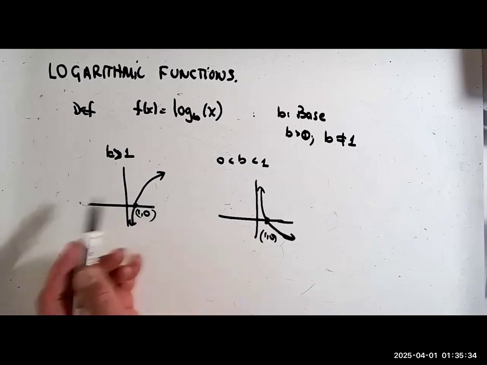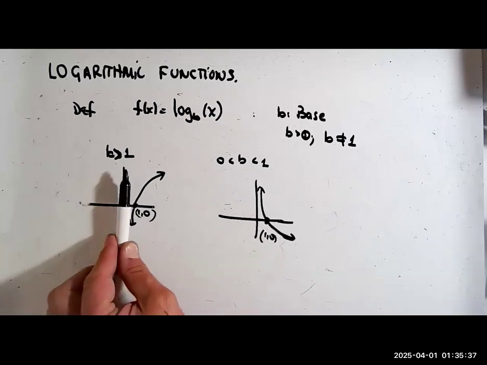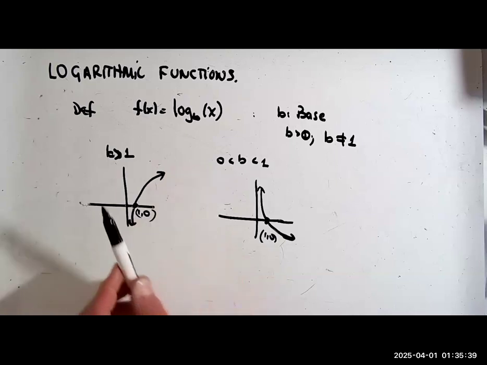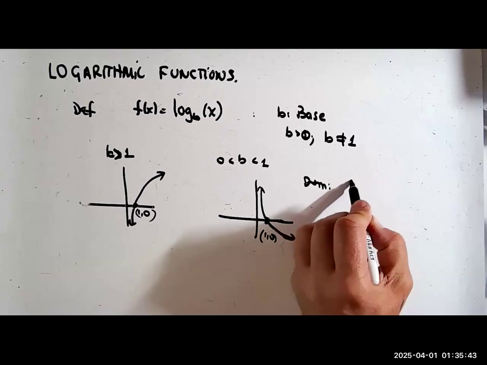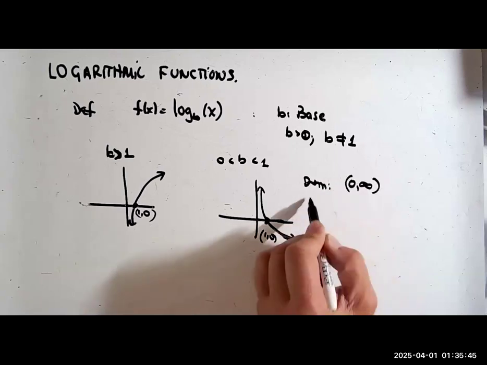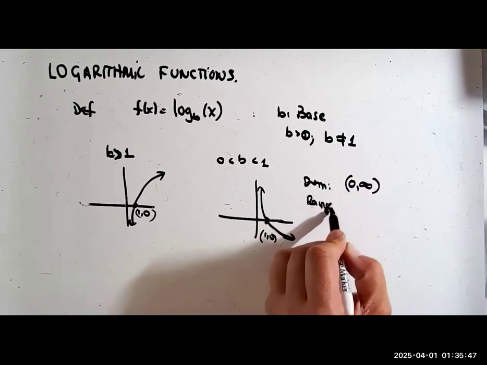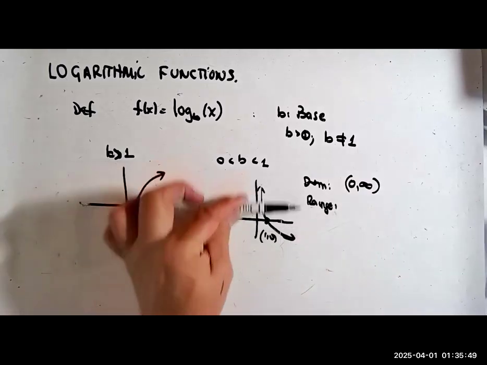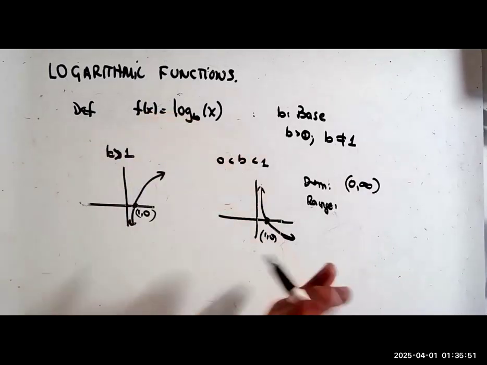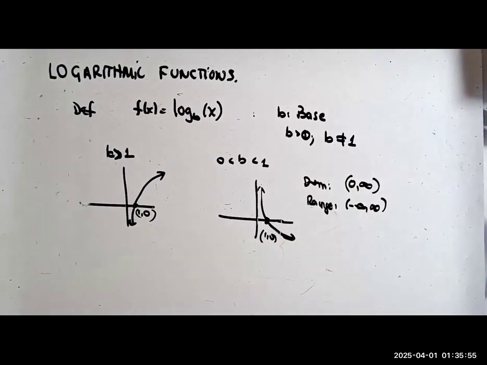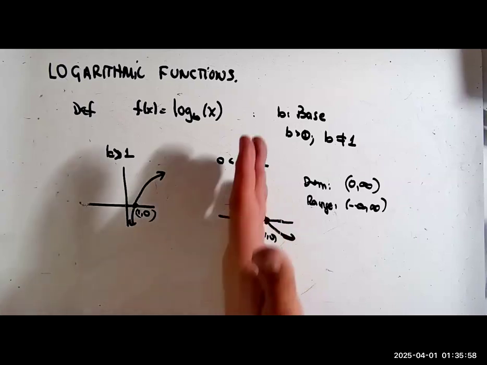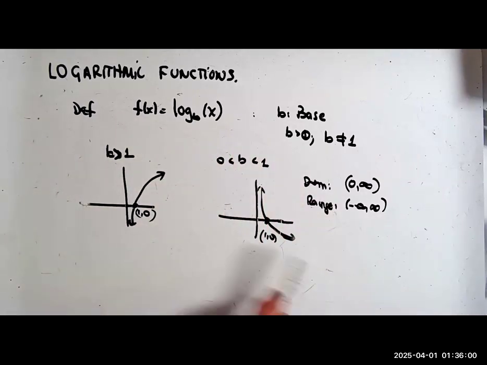Notice that regardless of either case, the domain is all positive numbers, from 0 to infinity, and the range is all real numbers, from negative infinity to positive infinity. It experiences a vertical asymptote, and that's it.